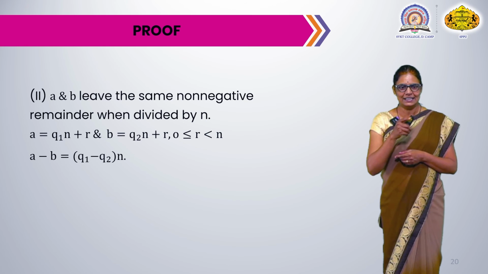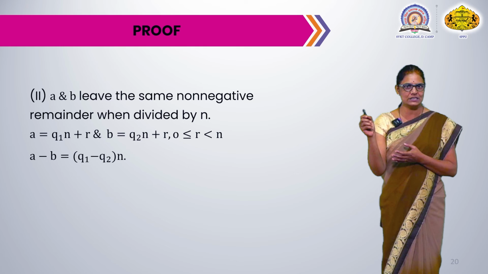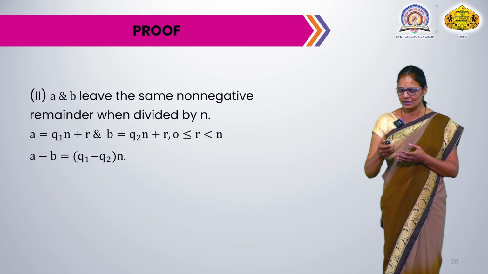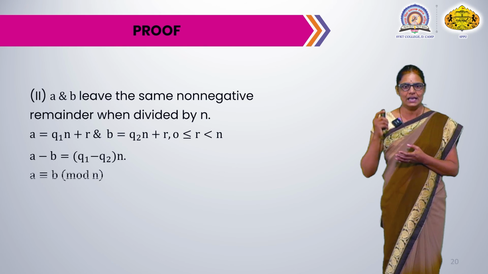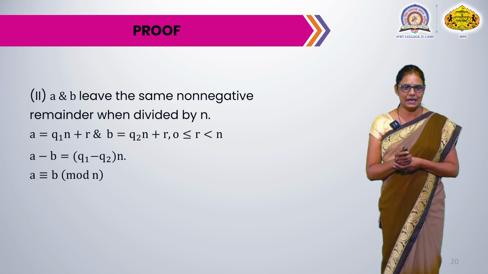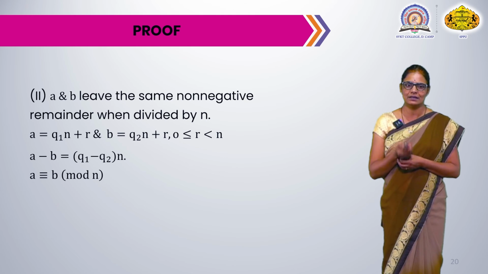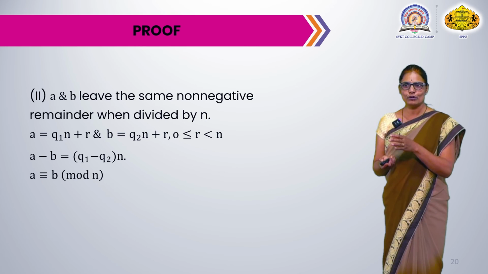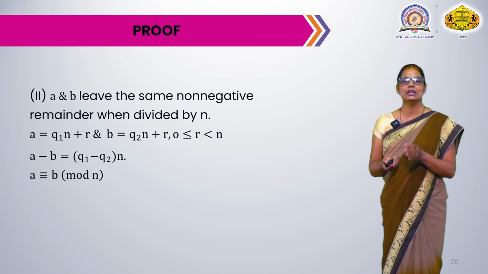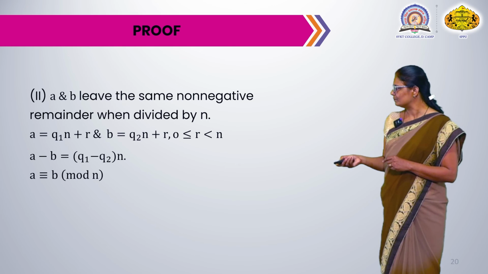So A minus B is equal to some integer times n, because Q1 is an integer and Q2 is an integer, so their difference is also an integer. A minus B is an integral multiple of n, that's why A is congruent to B modulo n, and this proves the result. So the statement of the theorem is: A is congruent to B modulo n if and only if A and B leave the same non-negative remainder when divided by n.